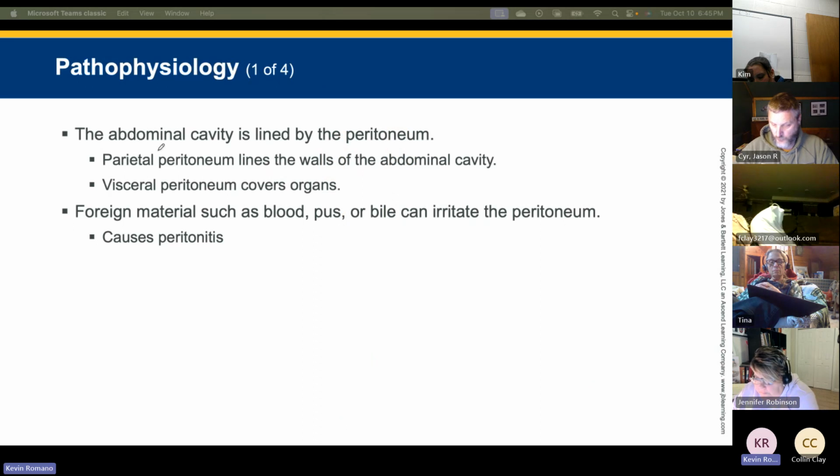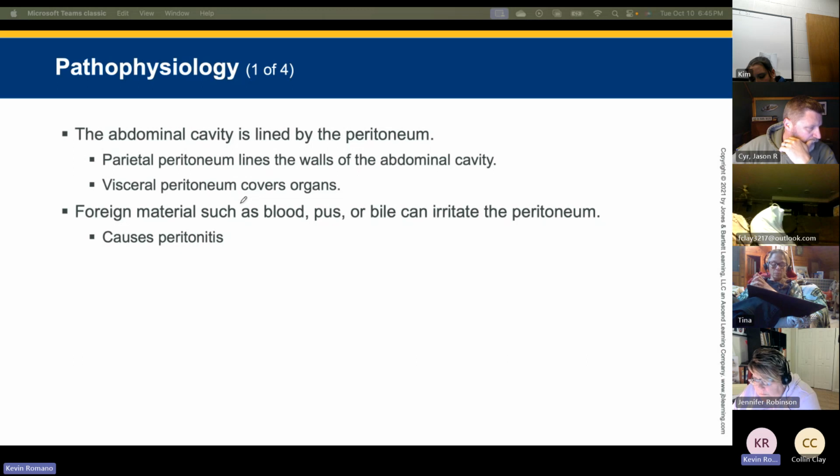All right, so the abdominal cavity is lined with the peritoneum. We talked about the peritoneal cavity. The parietal peritoneum lines the walls of the abdominal cavity. The visceral peritoneum covers the organs, right? We talk about visceral fluids being inside the abdomen, right?